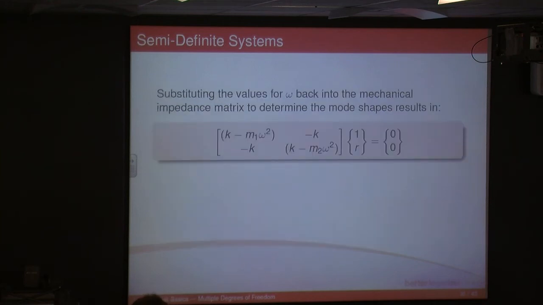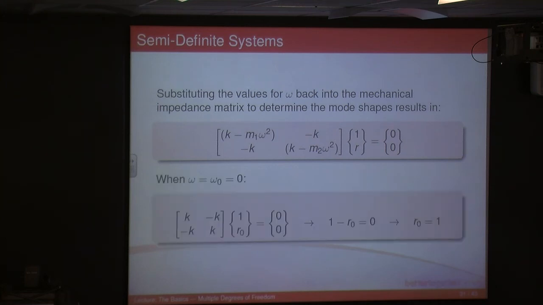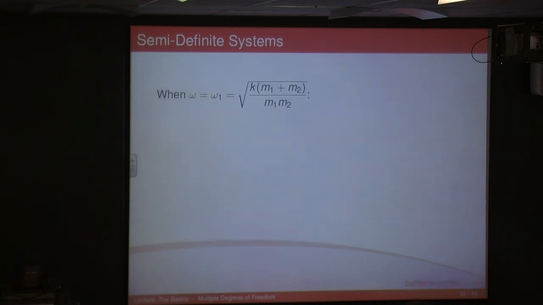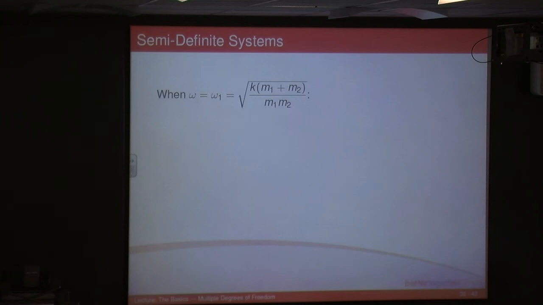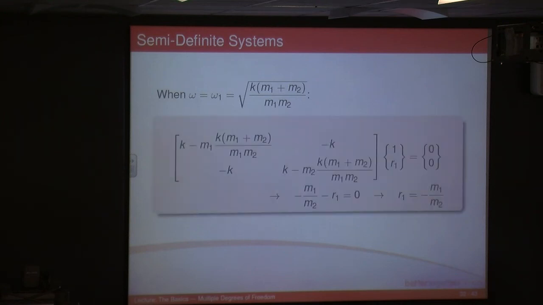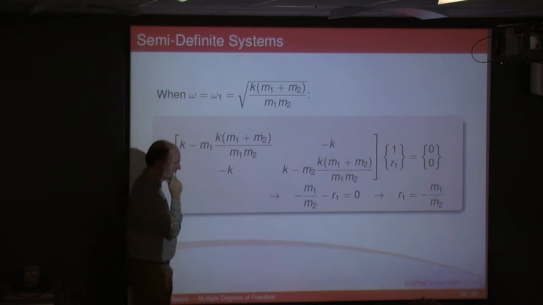And so we substitute those values of omega back into the mechanical impedance matrix to determine the mode shapes, and we end up with two mode shapes. The first mode shape, we said, is no oscillation. And so obviously if mass 1 moves by 1, mass 2 is going to move up by 1. So you end up with 1, 1 as the first mode shape. That's called the zeroth mode. The second mode shape, omega 1, is obviously a relationship between the masses.